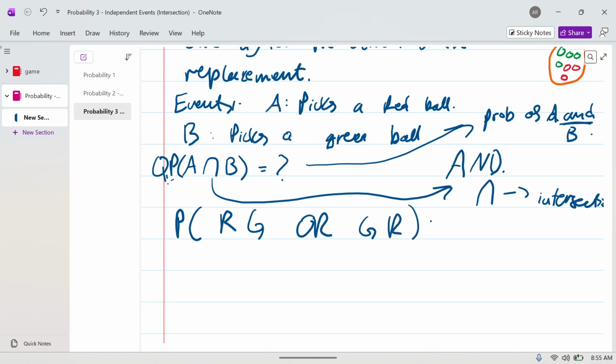Now look, I'm sorry. No. Both of these scenarios do what? Both of them satisfy A intersection B. In the first scenario, you've got a red ball and you've got a green ball, and the same thing applies to the second scenario that we have written over here, right?